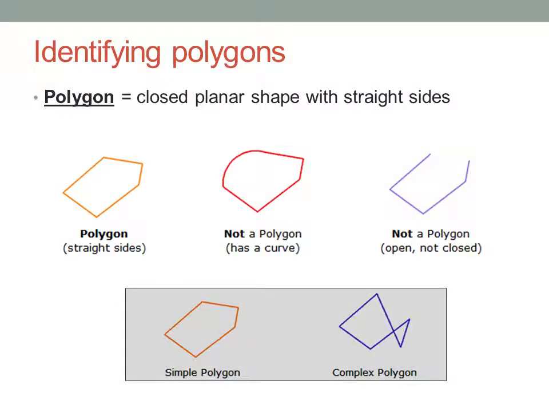Some people say this is actually a simple polygon, where none of the lines cross each other. If you allow lines that cross over, you have a complex polygon. Personally, I don't. To me, this is not a complex polygon. It's two polygons joined at one vertex.